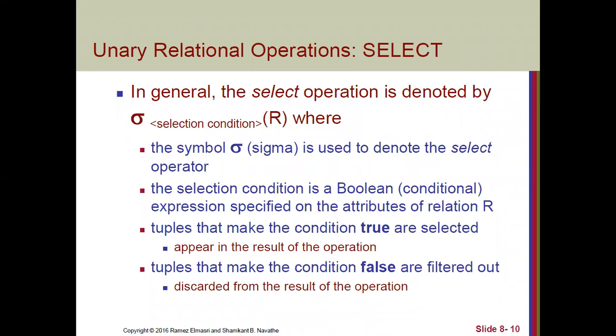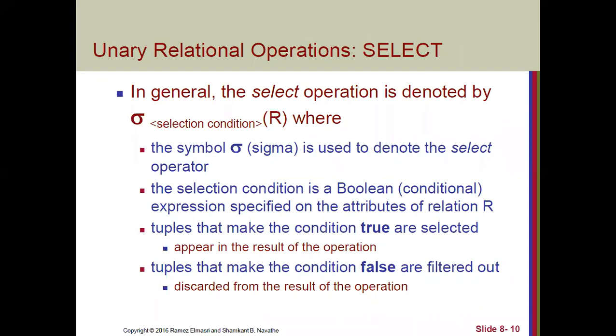In general, the select operation is denoted by sigma, and you can see that is the basic syntax of select: sigma, selection condition, R, where the symbol sigma is used to denote the select operator. The selection condition is a Boolean conditional expression specified on the attributes of relation R. That might be a conditional expression, as you have seen in the previous examples. Tuples that make the condition true are selected. So those tuples that meet the condition, only those you can see, and all the rest you cannot see. Those tuples will appear as a result. So let's suppose if two tuples qualify the criteria, then you can see the two tuples.